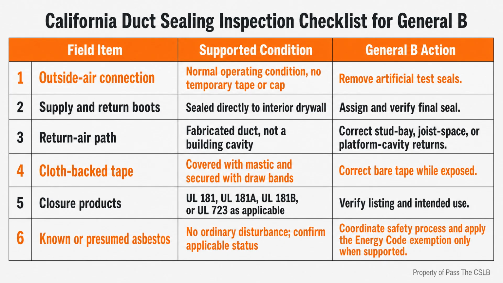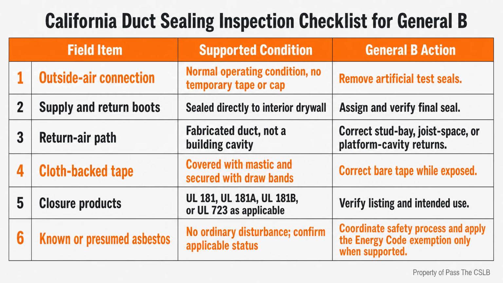Before final verification, I check the later air handler and plenum connections, the register boots at the drywall, the outside air connection in its normal condition, the absence of cavity returns, and the listed closure methods. On alterations, I separate the more than 25-foot trigger from the less than 40-foot existing system exemption. I also confirm whether the asbestos exception or the inaccessible leak verification path actually applies.